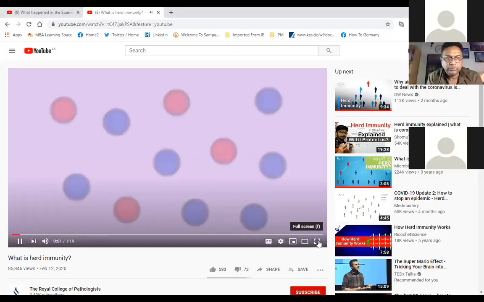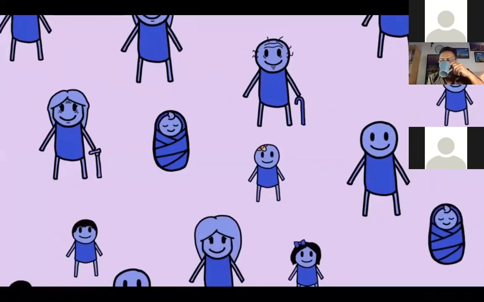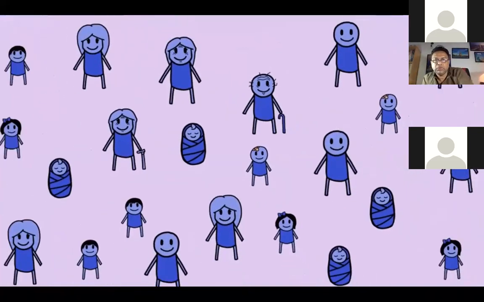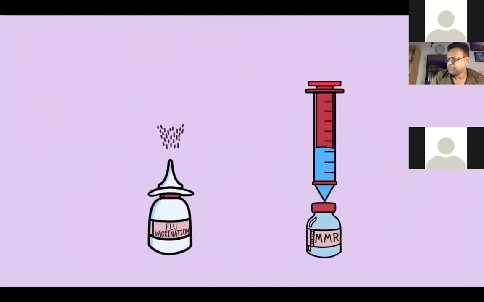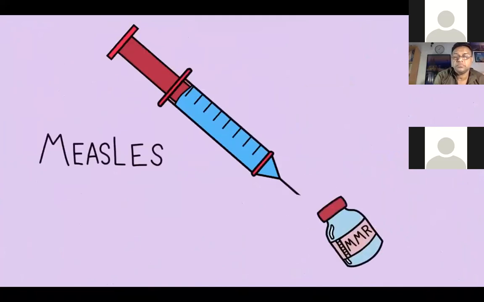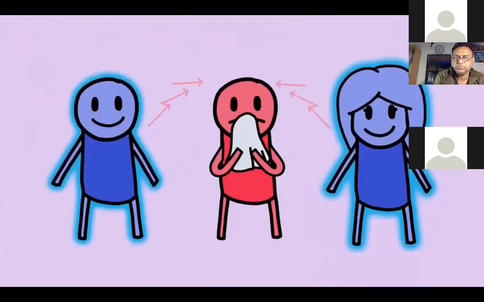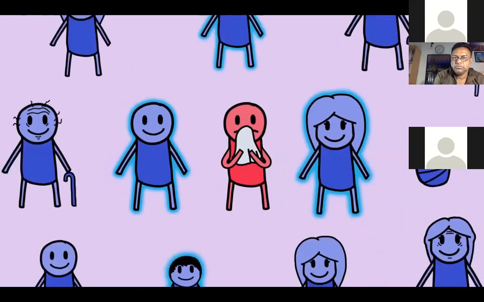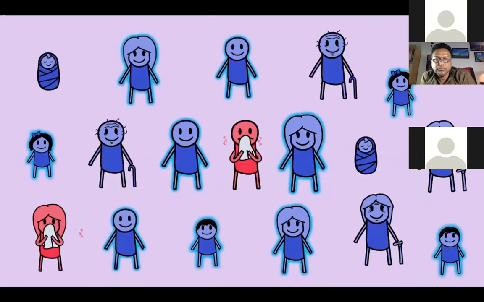Okay, this is about herd immunity. What is herd immunity? Picture a community or herd of healthy people. An infectious disease would pass easily through the community from person to person. Vaccines train our immune system to protect us from diseases it hasn't come into contact with before. For example, the MMR vaccine provides immunity against measles, mumps, and rubella. During an outbreak of a disease, vaccinated people will remain healthy. As they won't become infected, they won't pass the disease on. When most of the community is vaccinated, it makes it difficult for the disease to spread within the community. This is called herd immunity.